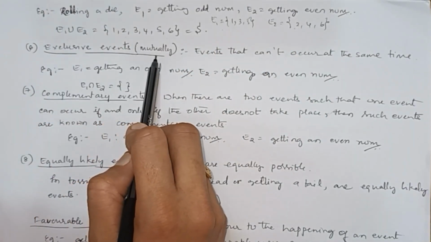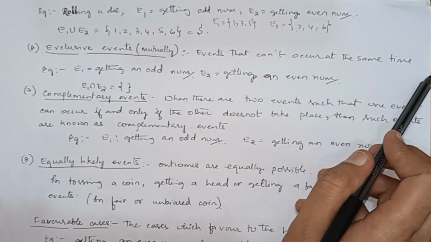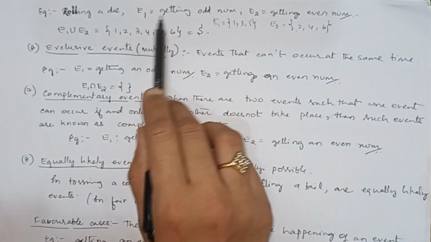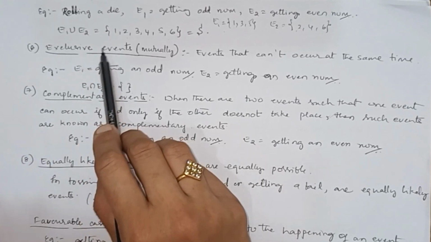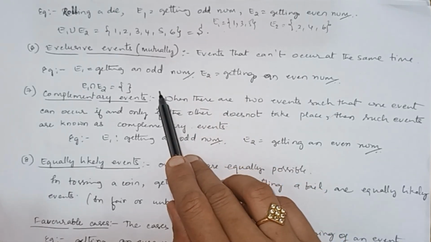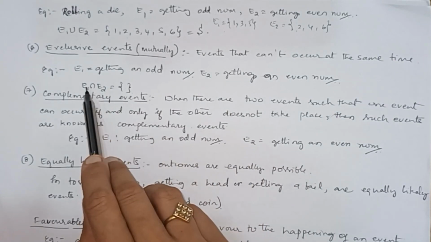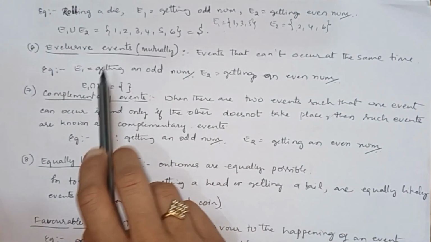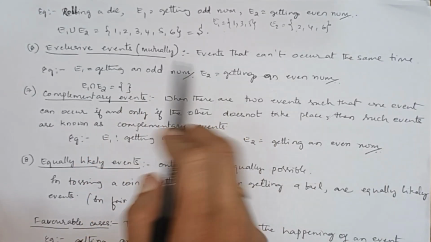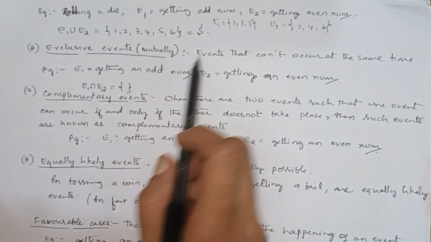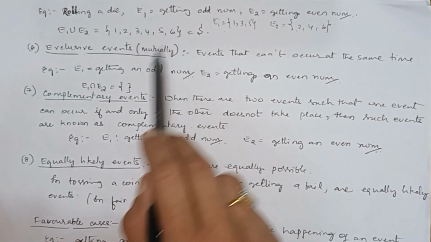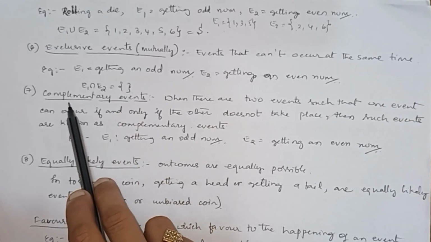Mutually exclusive events. Events that cannot occur at the same time are called mutually exclusive events. Say, for example, these two events themselves are mutually exclusive, because when the event is getting an odd number, the other event can never occur, because when you get an odd number, it is just an odd number, it can't be an even number. Therefore, E1 intersection E2 is the null set. Mathematically, mutually exclusive means their intersection is a null set, so they do not have any element in common. Hence, we call the events mutually exclusive. Now these two events are mutually exclusive as well as exhaustive, because the union is the entire sample space and the intersection is the null set.